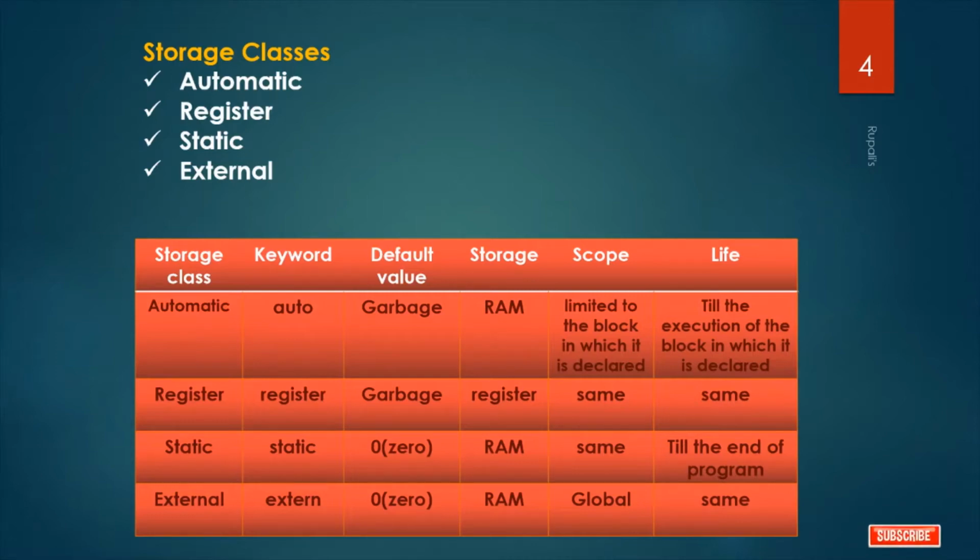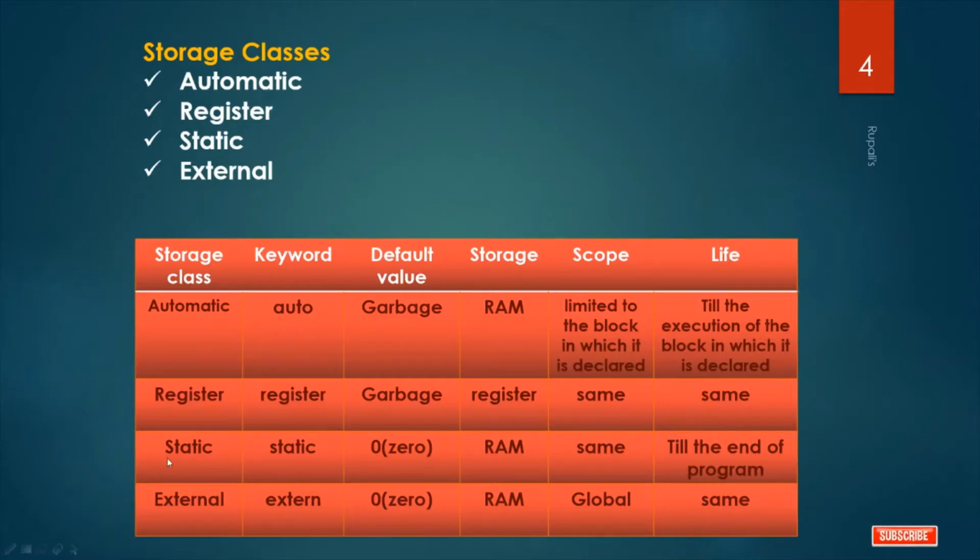Then we will learn register storage class. In case of register storage class, the keyword is register. Default value is also a garbage value. Storage is in a CPU register. Scope is also the same, local to the block in which the variable is defined. And life is also the same, till the control remains within the block in which the variable is defined.